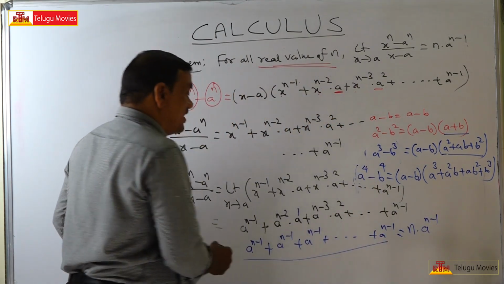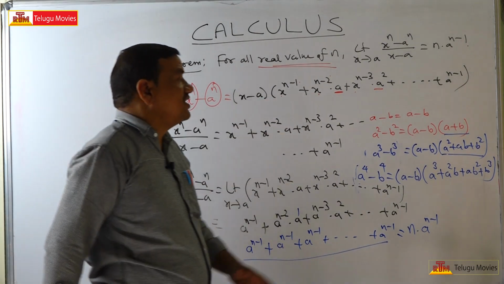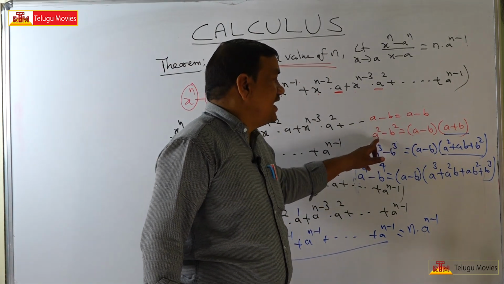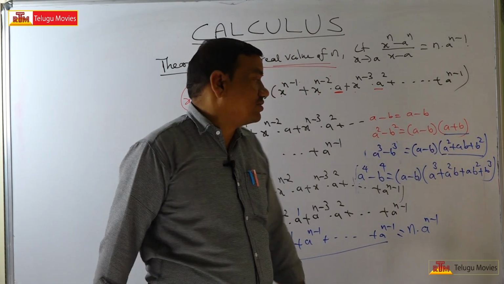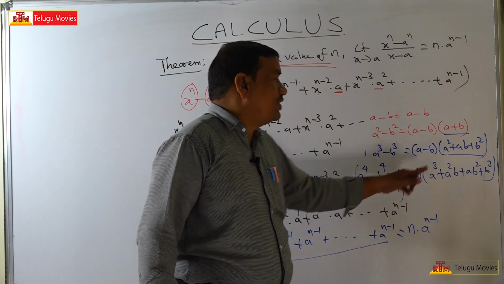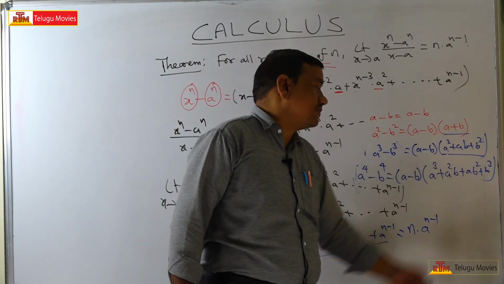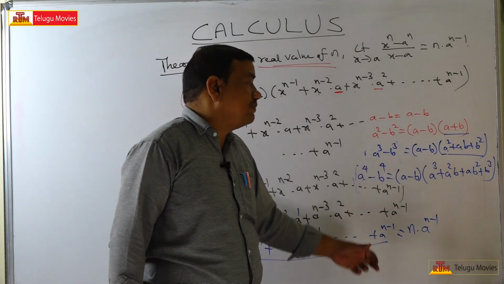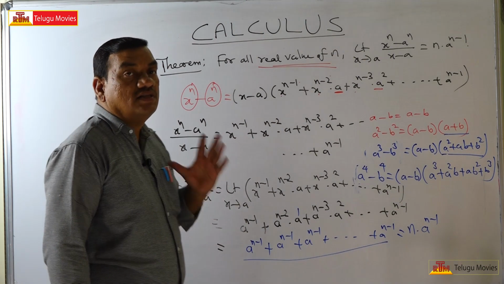Sir, how can you say that there are n of a power n minus 1? Let us check here. a square minus b square: how many terms are there in the factor? a plus b, 2 terms. a cube minus b cube: see here, a square plus ab plus b square, 3 terms. a power 4 minus b power 4: 1, 2, 3, 4, 4 terms.